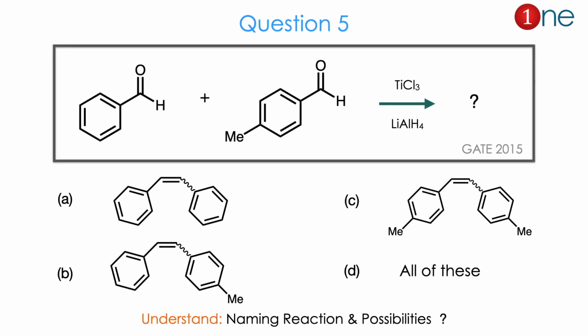Then question number 5. The starting material you have is two aldehydes, benzaldehyde and para-methyl benzaldehyde. You are using titanium tetrachloride and lithium aluminum hydride, so you have a metal and lithium aluminum hydride as the reducing agent. They ask you to find the product. The products are mostly coupled ones, either directly coupled from the aldehyde, or directly coupled from the methyl substituted aldehyde, or the combination of both. The final choice is all are possible.